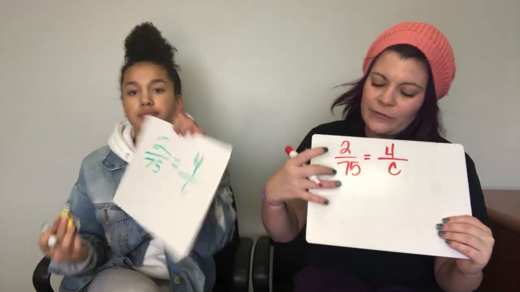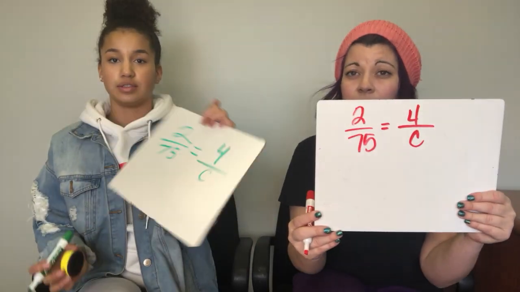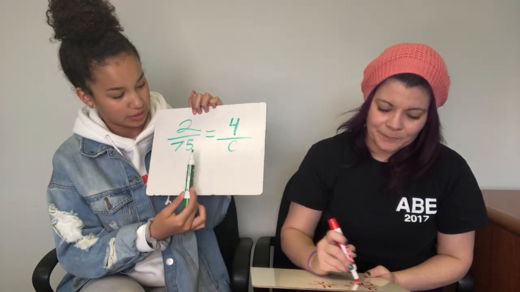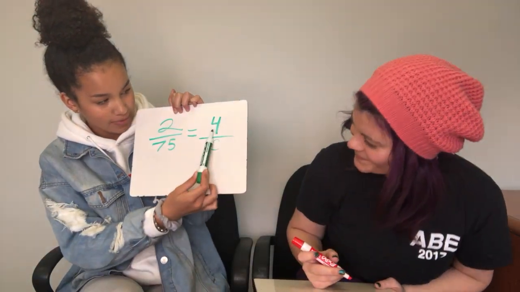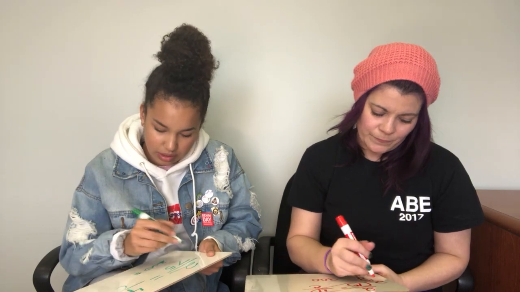So we have 2 over 75 and 4 over C. And now we're going to solve this proportion. I'm going to let Sophia take it. So now we're going to do the butterfly effect, just as she told you, where we multiply 75 by 4 and 2 by C, or X, or whatever you want to call that. Okay, so 75 times 4 is 300, and then 2 times C is 2C.